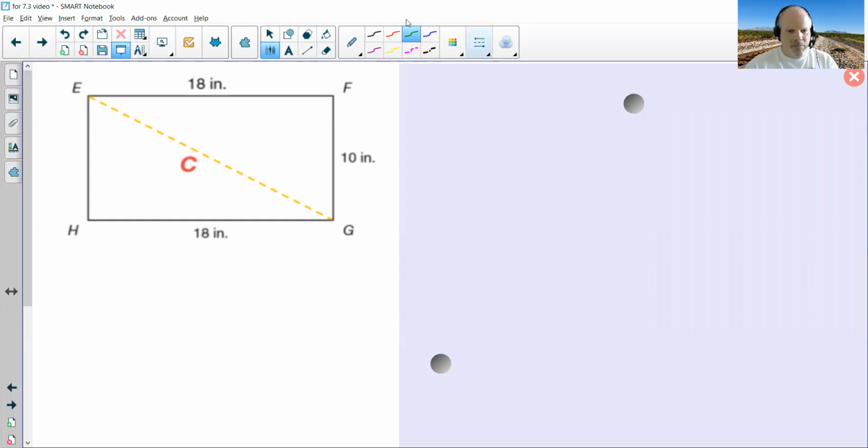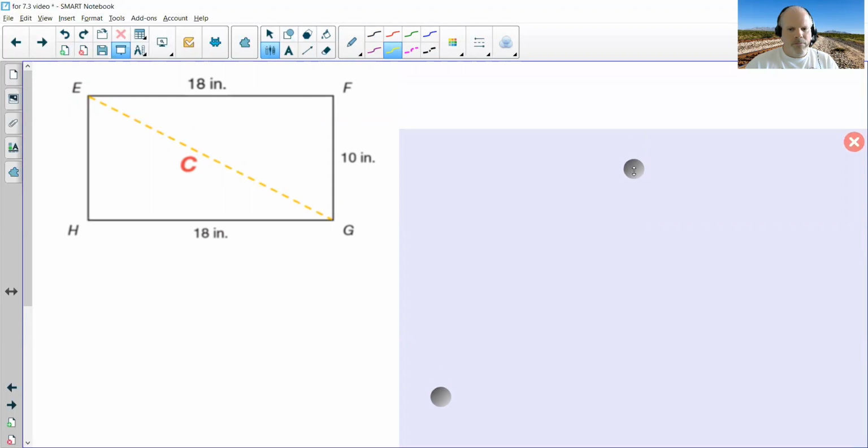So let's find the length of the diagonal C on this rectangle. Now remember, since it's a rectangle, I do not need to worry about finding the length of this diagonal because it's going to be exactly the same as the one that's already marked. So I only need to do one of them.